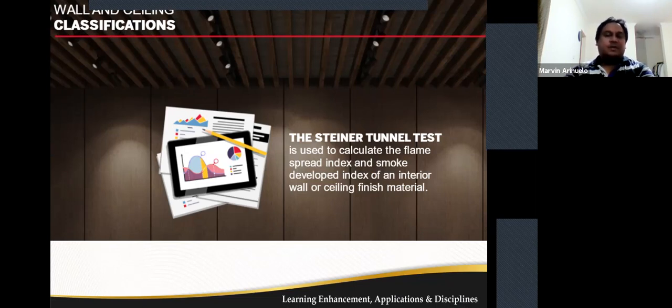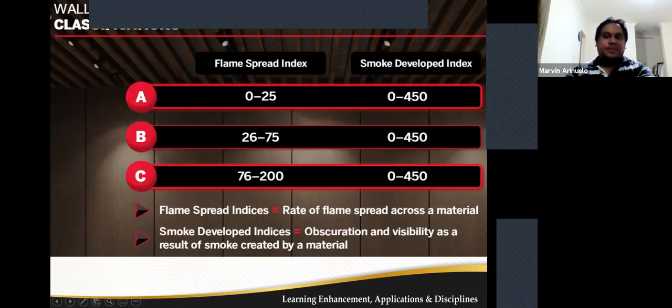As we heard, the Steiner tunnel test is used to calculate the flame spread index of an interior wall or ceiling finish material. And the results of the Steiner tunnel test provide the classifications for interior wall and ceiling finish materials. Materials are divided into Class A, B, and C, and the flame spread indices provide information on the rate of flame spread across the surface of the material. Heat transfer is the principal hazard associated with flame spread.